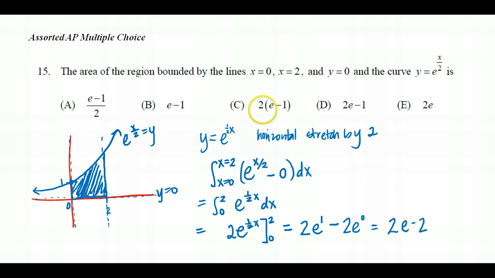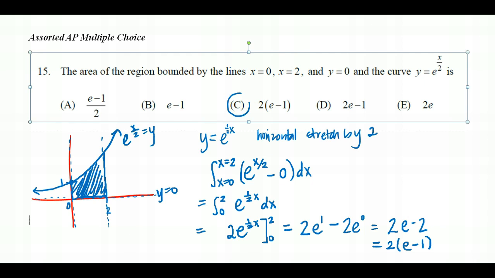So if I look at my options, I don't have exactly 2e minus 2, but if I factor out a 2, I do have 2 times the quantity e minus 1. So my answer here is C.